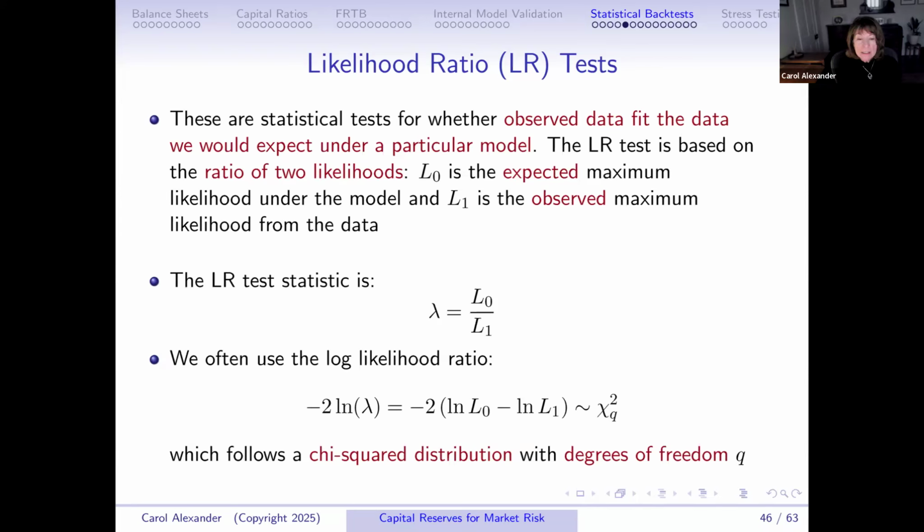And anyway, if we take minus twice the log of it, then we can show that it has a chi-squared distribution with certain degrees of freedom, which I'll talk about when I look at these tests in more detail as they pertain to the backtests of value at risk. So remember, the log turns a ratio into a difference, so minus 2 log lambda is minus 2 times the log of L0 minus the log of L1, and that's our test statistic, okay?